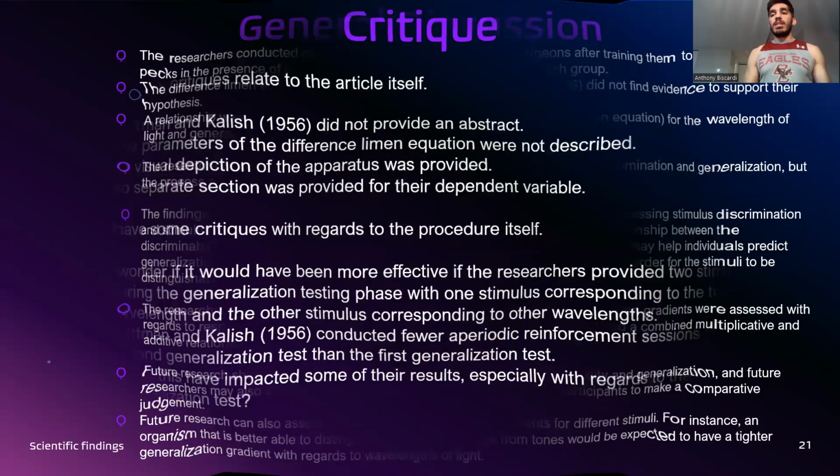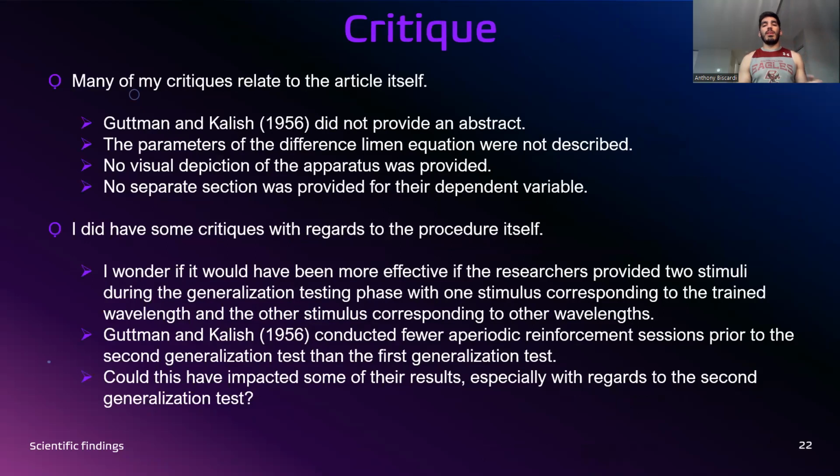And now, so this is my critique. So my critiques are for the article itself. I did have to remember the article was written in 1956. So one, there was no abstract in their actual article. Okay. They also didn't really describe the parameters of the Weber-Fechner equation, like what delta P times R meant or what delta S meant. They didn't really go into detail about that and did not describe it very well.